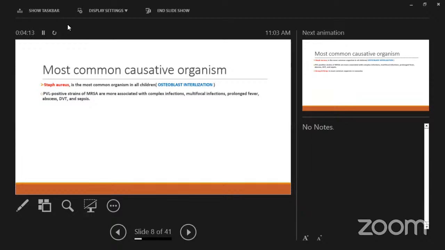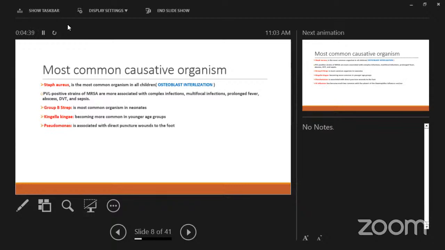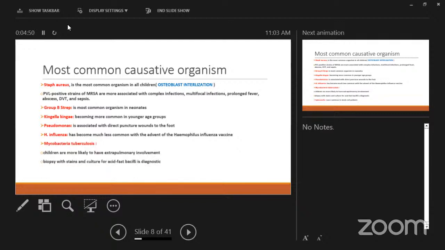In recent years, there is a strain of Staph aureus, a PVL-positive strain of MRSA. It is associated with complex infection, more complications, multifocal infection, DVT. Group B Streptococcus is the most common organism in neonates. Kingella is becoming more common in the younger age group. Pseudomonas is associated with direct puncture wound to the foot. Haemophilus influenzae has become much less common with the advent of the Haemophilus influenzae vaccine.